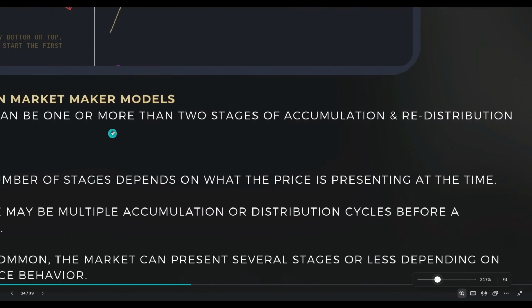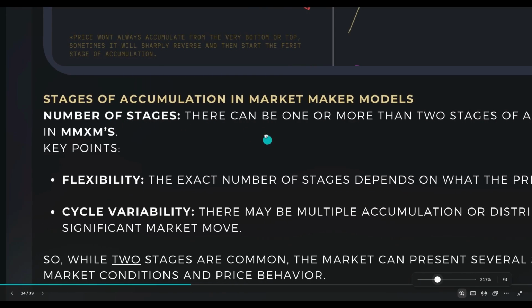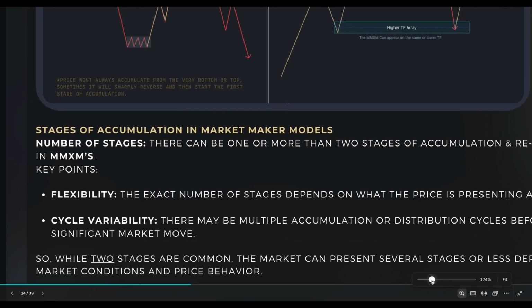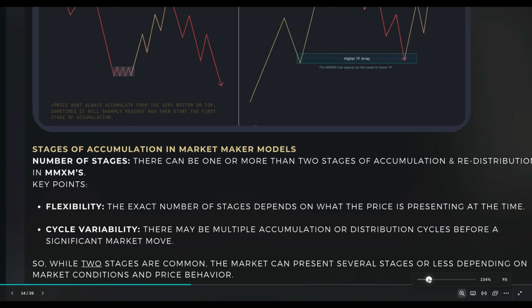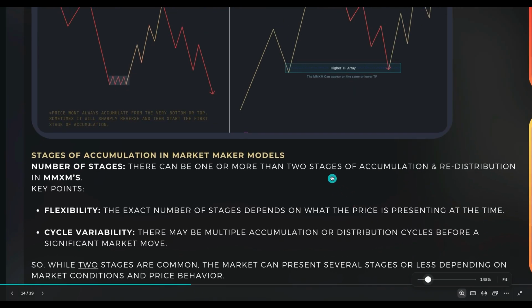Now I want to clear up a few little things when it comes to the stages of accumulation and market maker models. The first thing is the number of stages. There can be more than 2 stages of accumulation and redistribution in market maker models. So there can be 1 or more than 2 stages. The key point of all this is flexibility. The exact number of stages depends on what the price is presenting at that time.